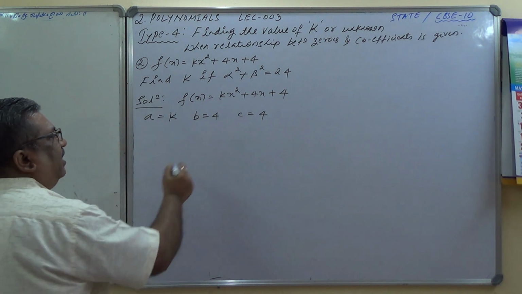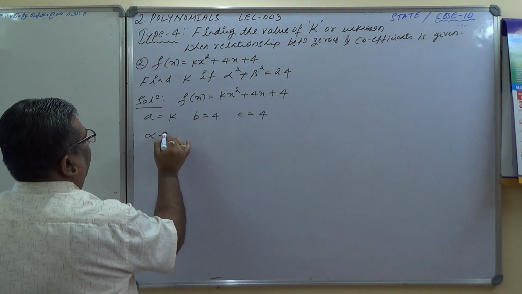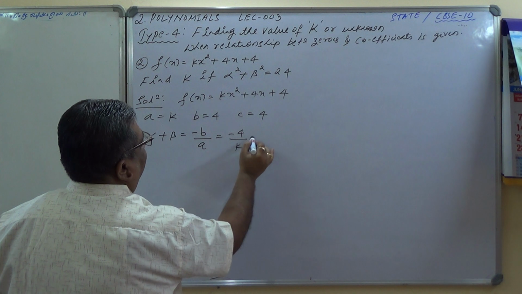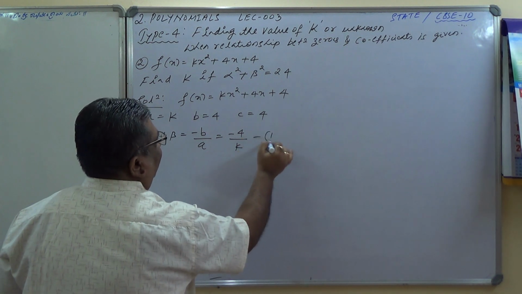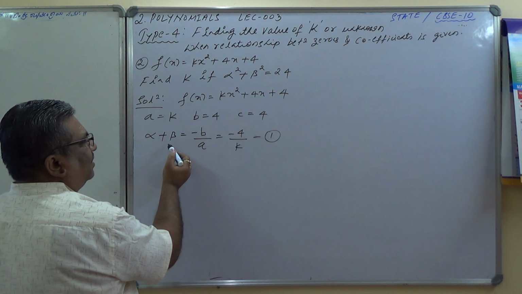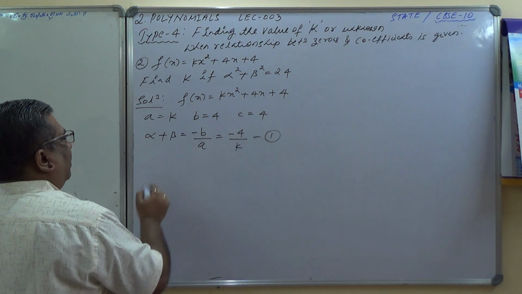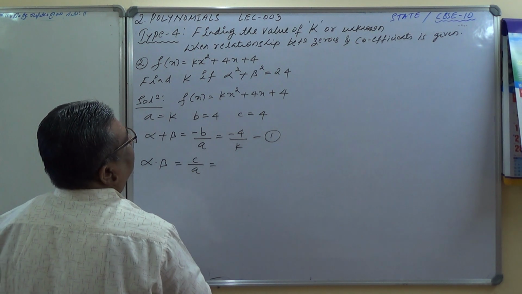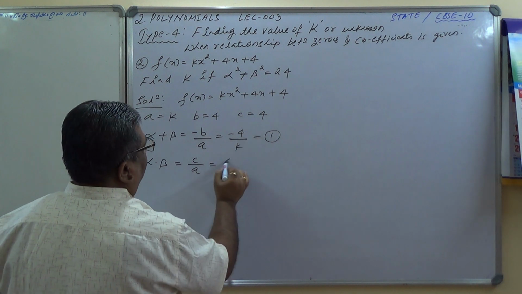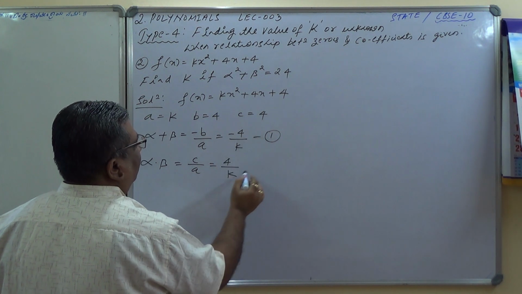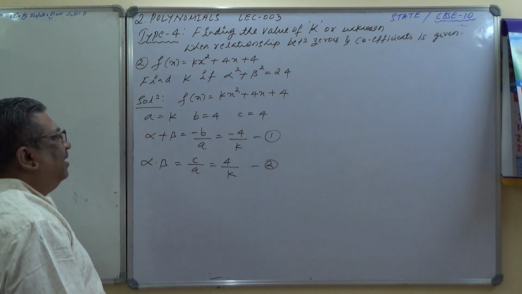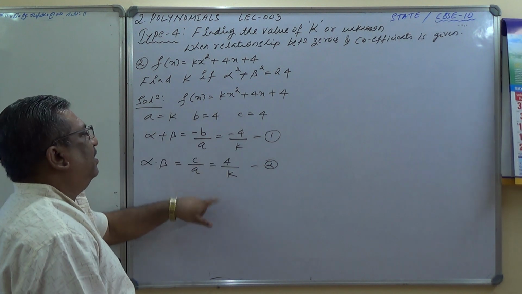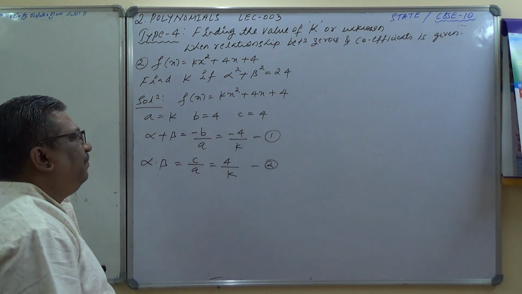So first step, sum of zeros: alpha plus beta equals minus b by a, which is minus 4 by k. So I got alpha plus beta as minus 4 by k. Alpha into beta equals c by a. C is 4, a is k. See here, it is c by a and minus b by a. It is minus 4 by k and plus 4 by k. There is a difference.